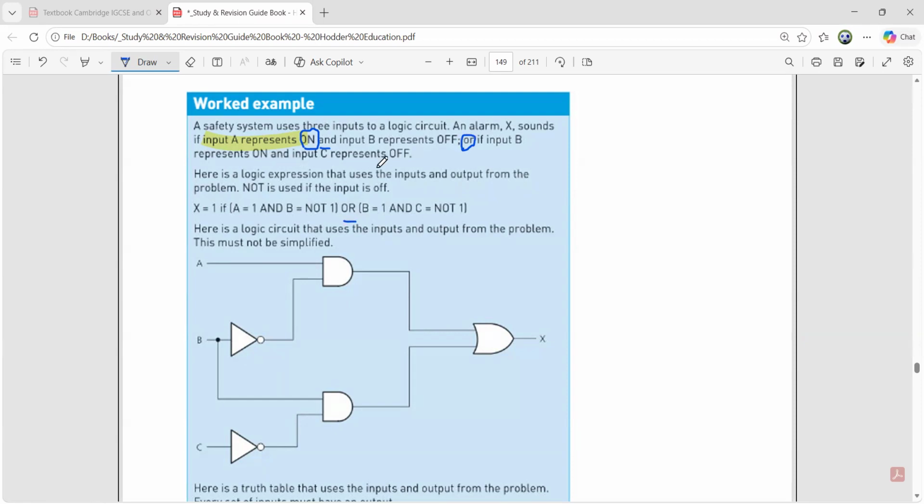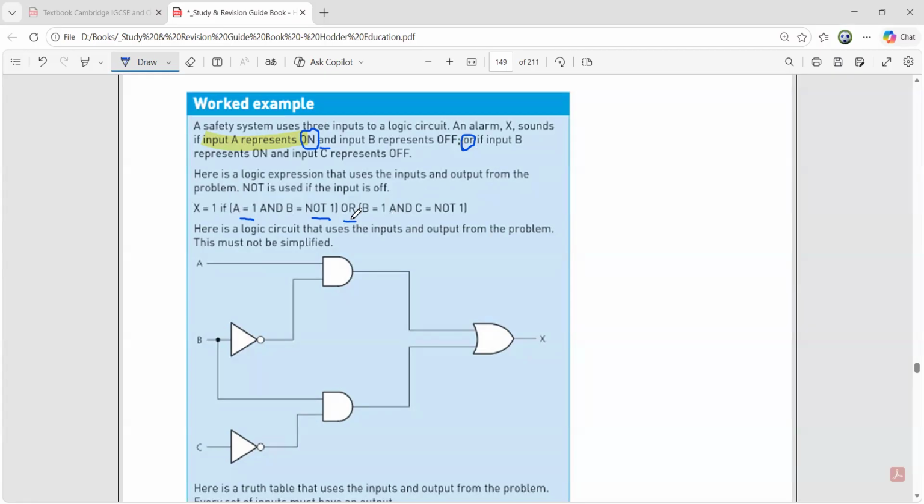So first of all, just try to comprehend this expression, this question. You can see input A is on, meaning A equals 1. And input B represents off, and B equals not 1. By the way, there are other ways also. I'll talk about that, which is something that is coming in our paper too. So let's start with this basic thing that is already done for us, and then we are going to talk about the alternates also. This is the representation of A is on and B is off.